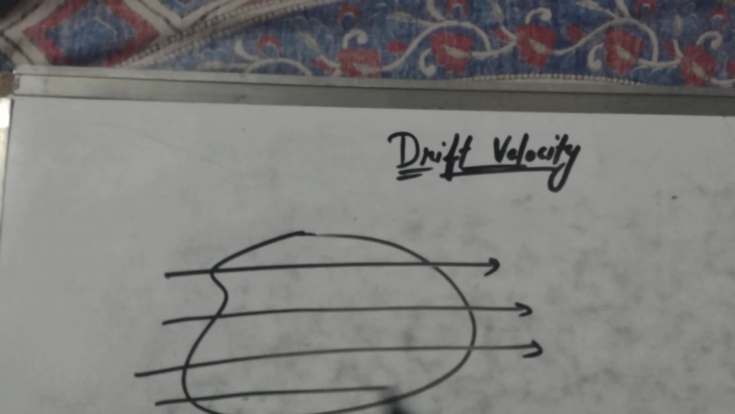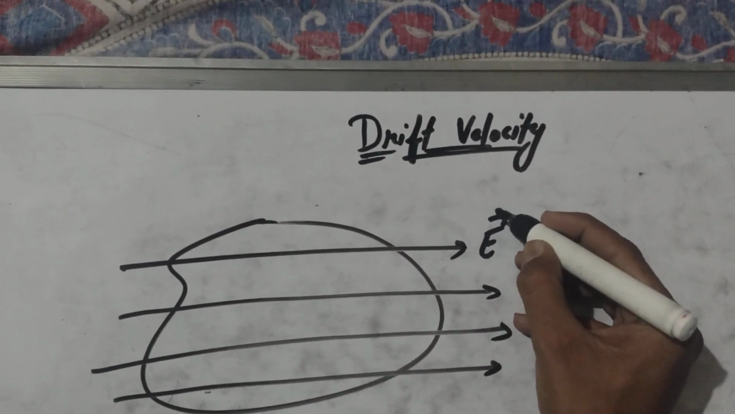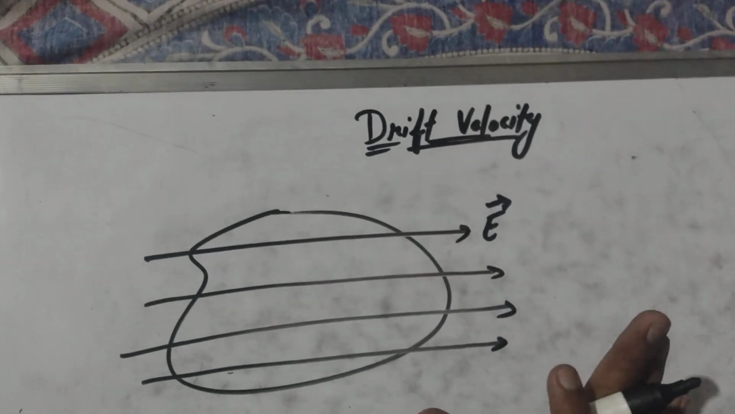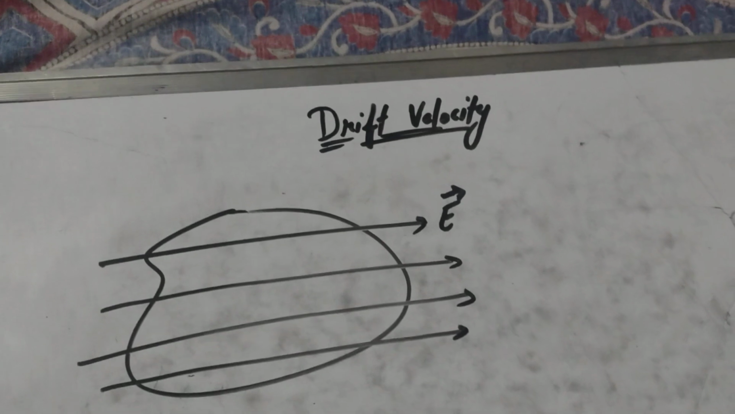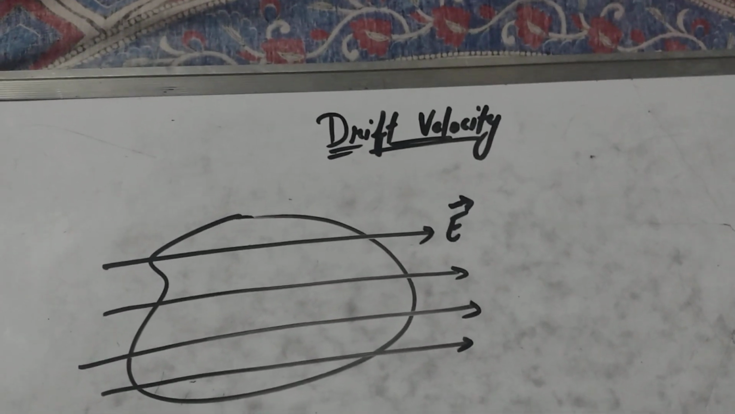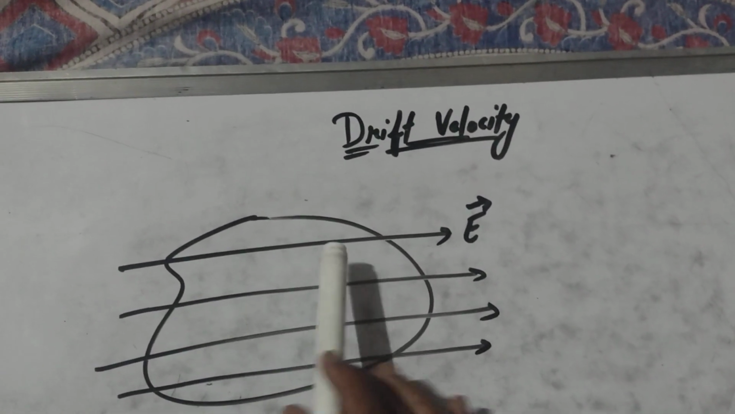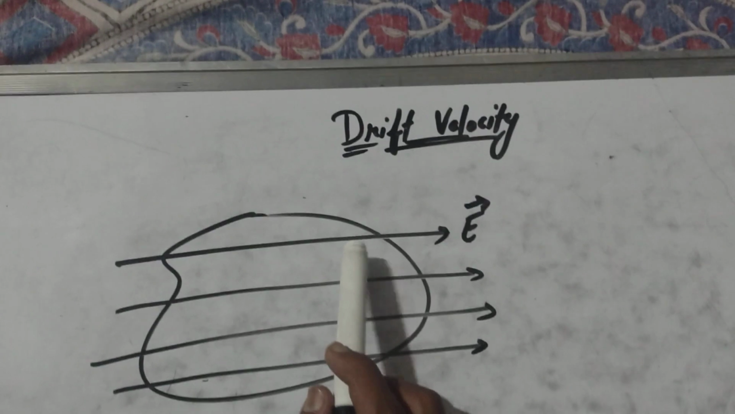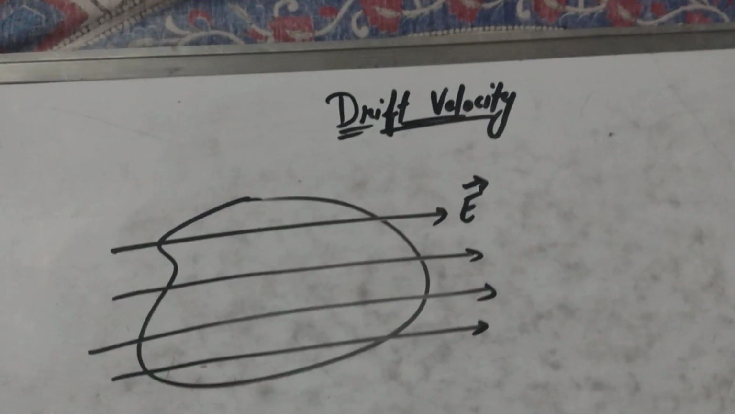Suppose there is a body, any random body, in which we apply an external electric field. Let's say its value is E, and we're assuming for our convenience that this electric field is constant. Why are we assuming it constant? Since it's constant, its magnitude will not vary in the body at different positions, so the force on every charged particle will be the same.